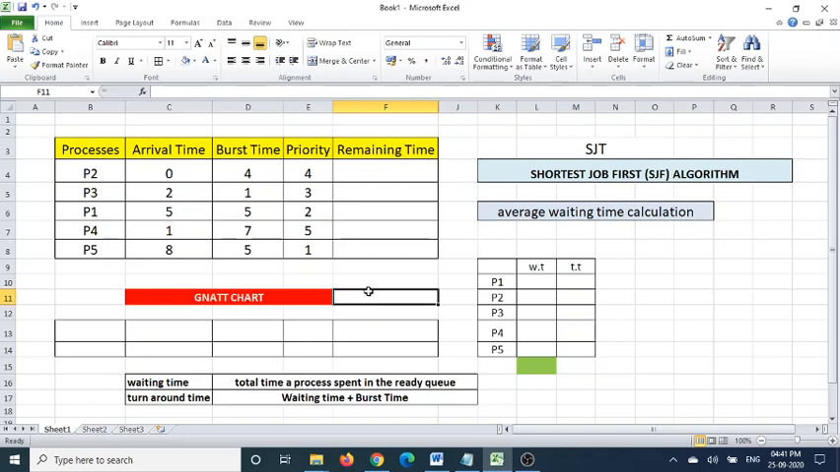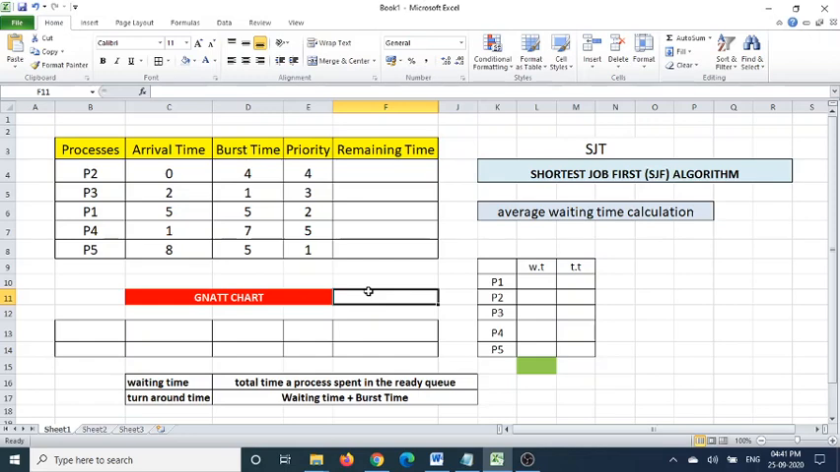So our objective is to find average waiting time. So we're going to calculate average waiting time for every process, so all the processes together. So what is the average waiting time? We just have to find waiting time for every process, and we have to average that out. So what is the waiting time? Waiting time is the total time a process spent in the ready queue.